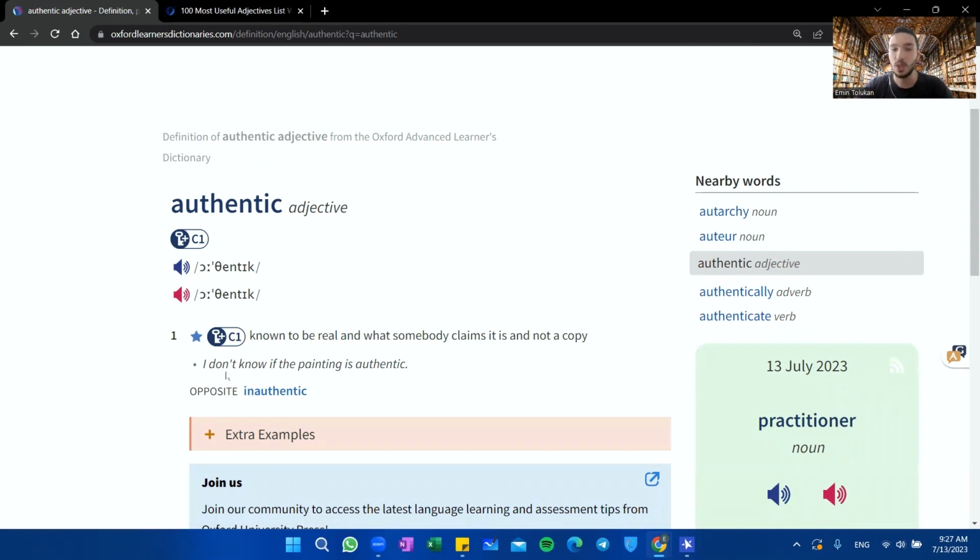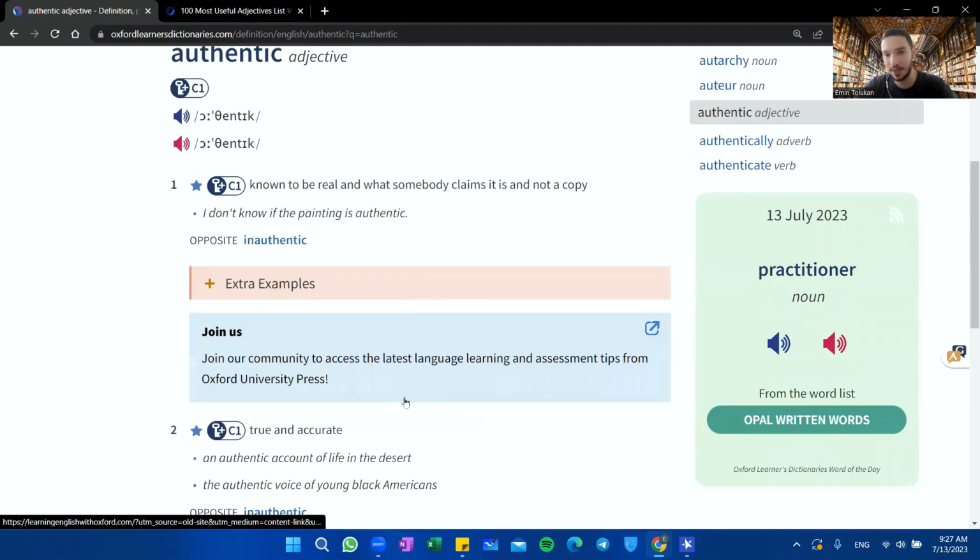Not only that, you should also read the example because these words should be learned with their examples. Examples stick in mind a little bit better. So it says, I don't know if the painting is authentic. Okay, so that's an example. You can understand that example. Painting may be authentic, may be fake, yeah? Because when you're buying a certain picture, a painting, it could be fake.